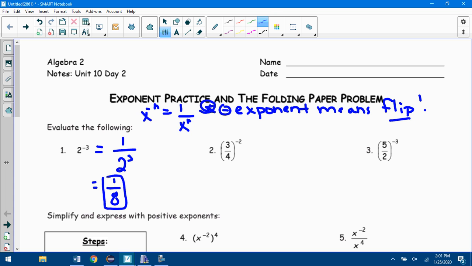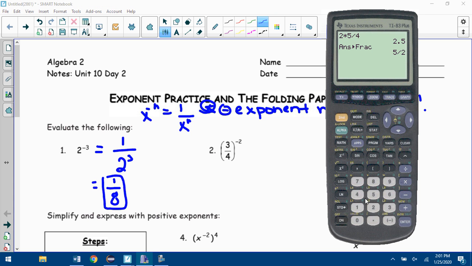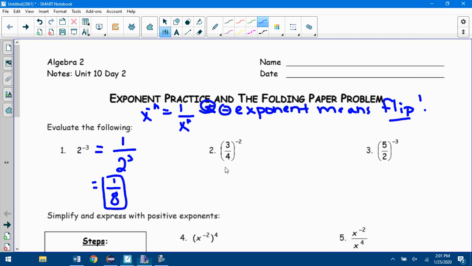And incidentally, your calculator does know how to deal with negative exponents. So like if I did 2 raised to the negative 3rd, I'd get a decimal, but I can math frac that, and it'll give me 1 over 8. But obviously, at times there won't be any numbers and you're going to have variables involved, so you need to know how to evaluate these by hand too.